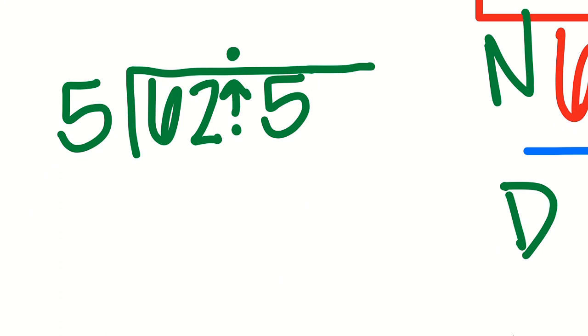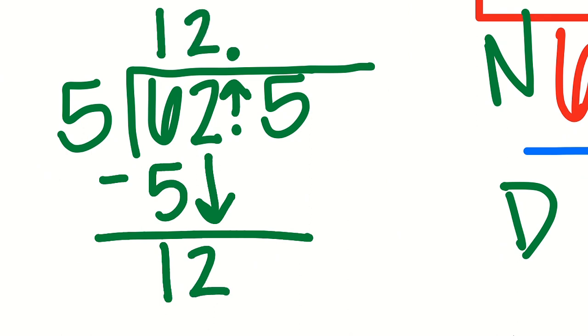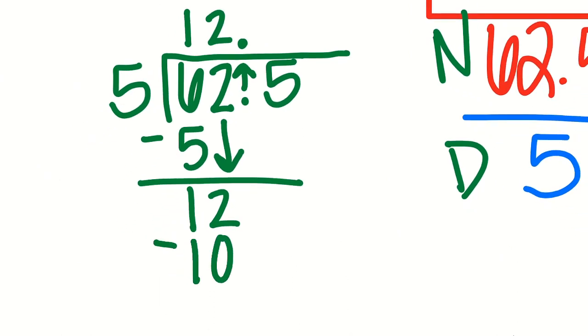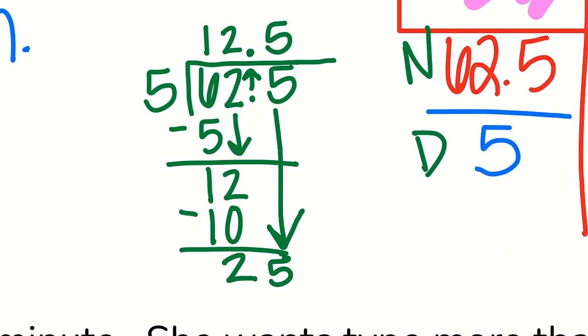So 5 can go into 6 one time. And 1 times 5 is 5. 6 minus 5 is 1. Then I'm going to bring down the 2. 5 can go into 12 two times, because 2 times 5 is 10. Subtract. 2. Very good. Bring down the 5. 5 can go into 25 five times. And that goes in there perfectly. Yes. Score.